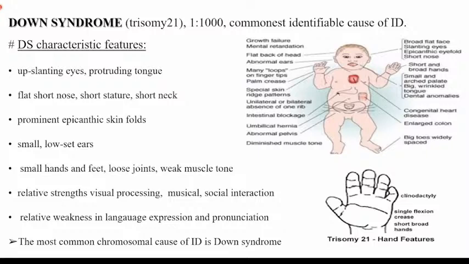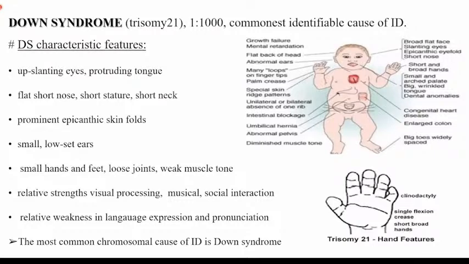Characteristically, the eyes are upslanting, the tongue protruding, the nose is flat, and they are short with a short neck. Their hands are short and broad, with a single flexion crease, and the little finger might be curved inward a bit. They have low set ears and a bulging tummy and umbilicus, usually with an umbilical hernia. They may have diminished muscle tone. They do have strengths in visual processing. They are musical, pleasant, cheerful people with great social interaction. However, they have weaknesses in language expression and pronunciation.